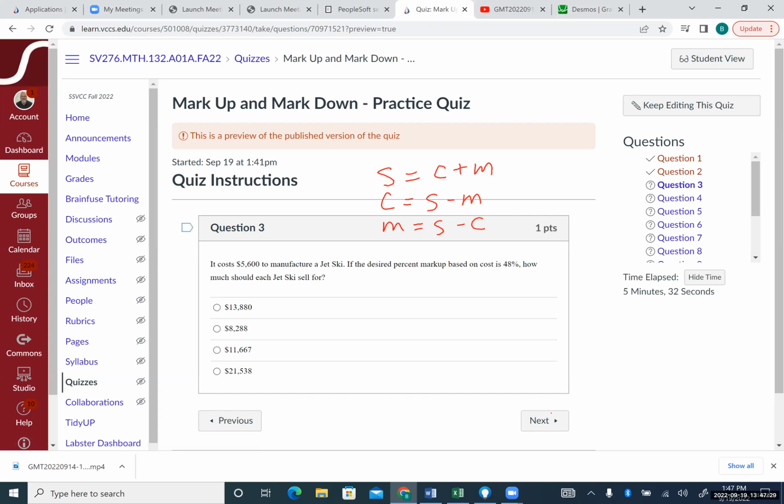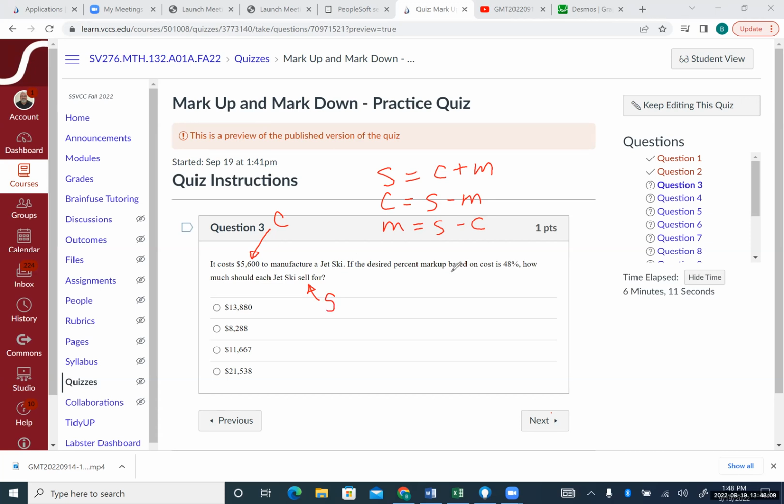It costs $5,600 for a manufacturer to manufacture a jet ski. If the desired percent of markup based on cost is 48%, how much should the jet ski sell for? So notice they give us $5,600 for the manufacturer, so that's our cost. And they're asking us for the sales price, the selling price.